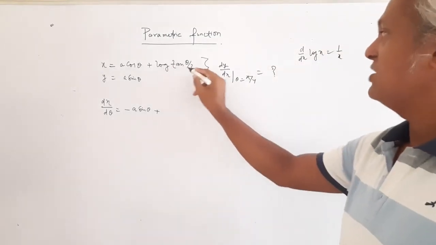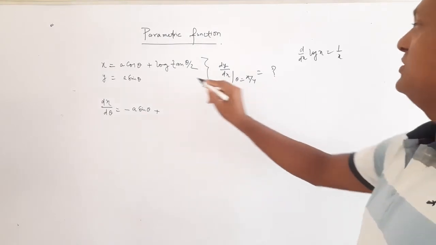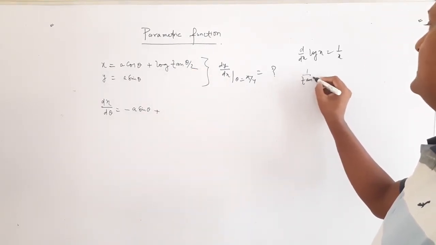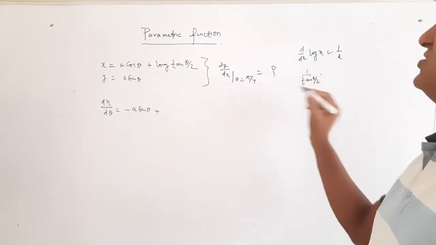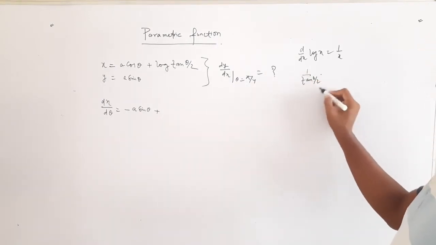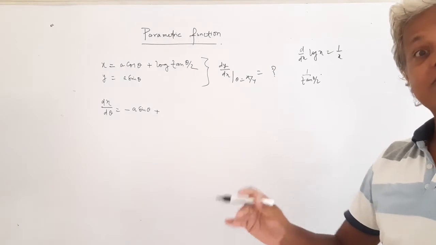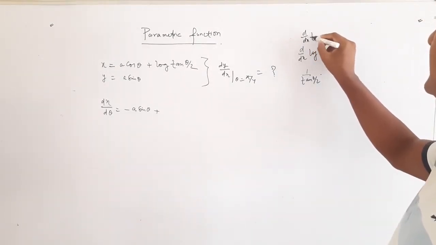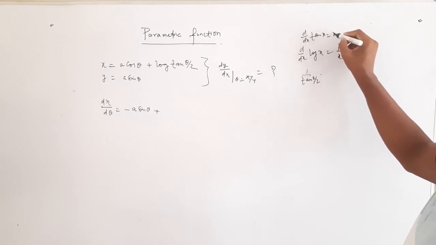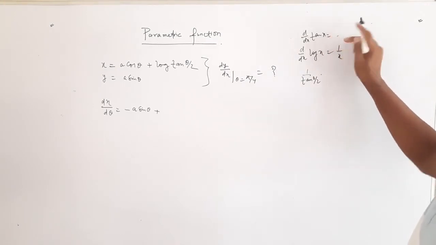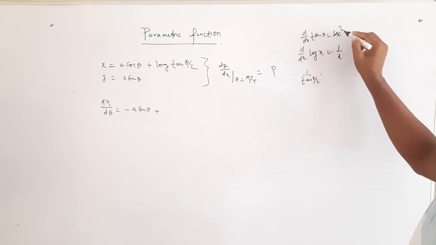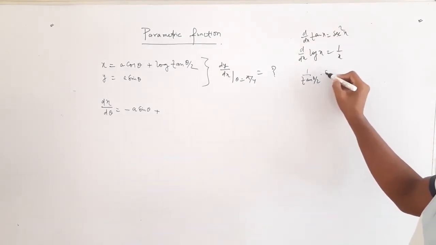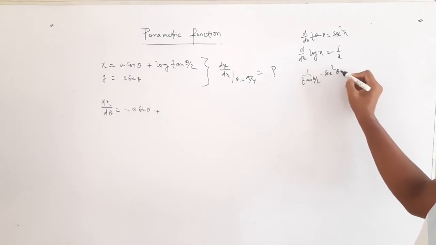Now we have log something, it is not x. So d by dx of log something is 1 over something, that is tan θ/2, into differentiation of something, that is differentiation of tan θ/2. Again the very same rule, differentiation of tan x is sec² x. So the differentiation of tan θ/2 is sec² θ/2.